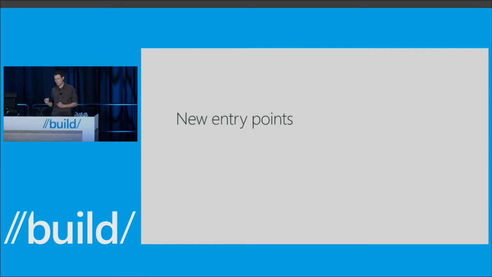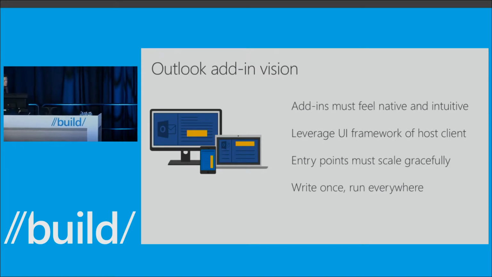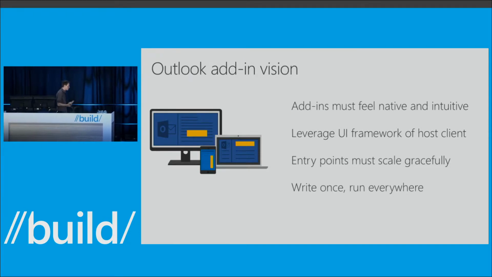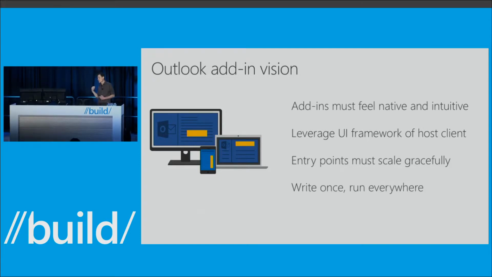And so when we got done with our first version of the platform, which is what you've seen so far, we asked ourselves a question: is this the best experience that we can deliver to our users? And of course, the answer is, well, it's good, but it's not the best. We can do better. And so we took in a lot of feedback from partners such as yourselves, and from our users. And we came up with 4 pillars for our vision, which are, first and foremost, add-ins must feel native and intuitive. The user interface with add-ins has to be extremely natural to users.